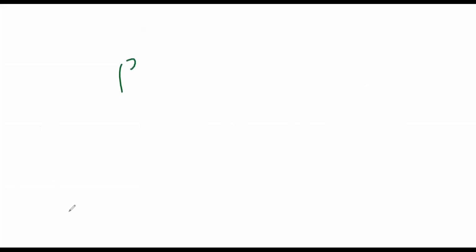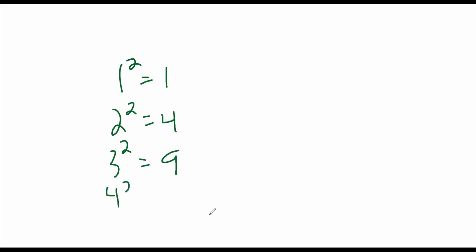You have 1 squared is 1, 2 squared is 4. Remember, when you square something, when you take it to an exponent of 2, you're multiplying it by itself. So 2 times 2 is 4. But then 3 squared, 3 times 3 is 9. 4 squared, 4 times 4 is 16. 5 squared is 25. You can keep going. 6 squared is 36. 7 squared is 49. 8 squared is 64, and so on. Again, the benefit of learning that 12 by 12 multiplication table is you automatically will know the first 12 squares, because they're on that table.